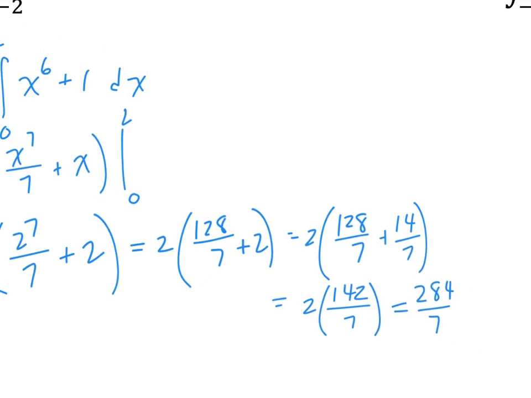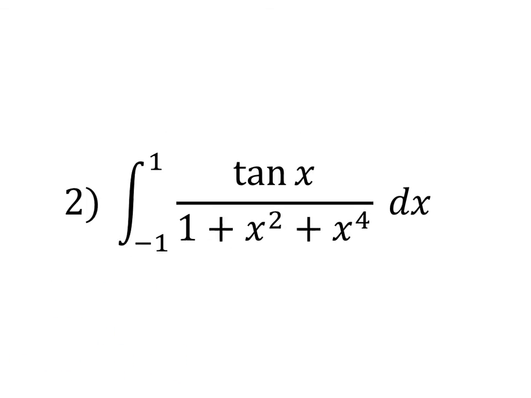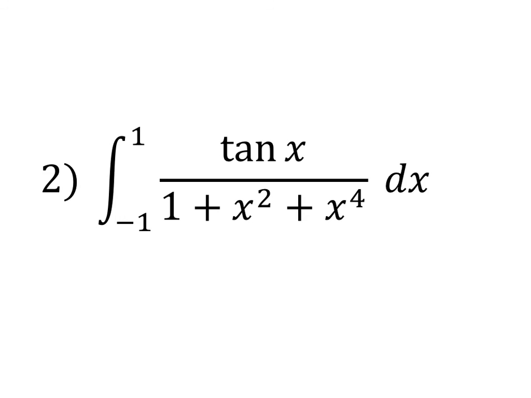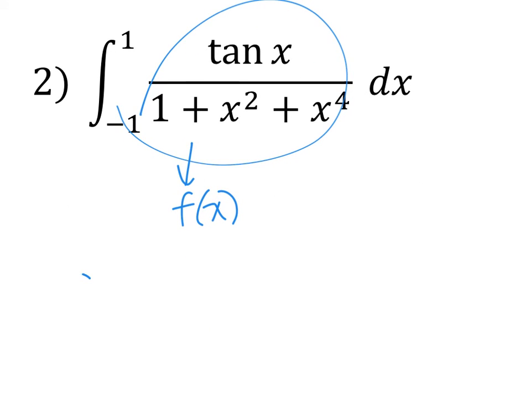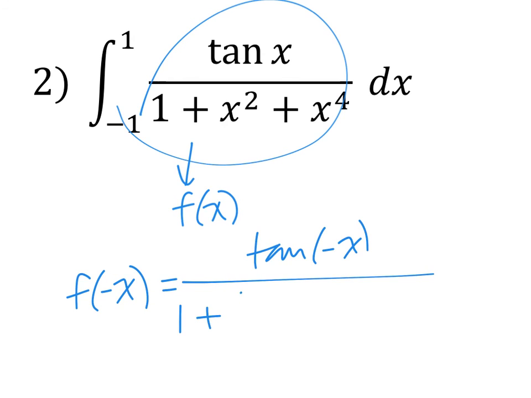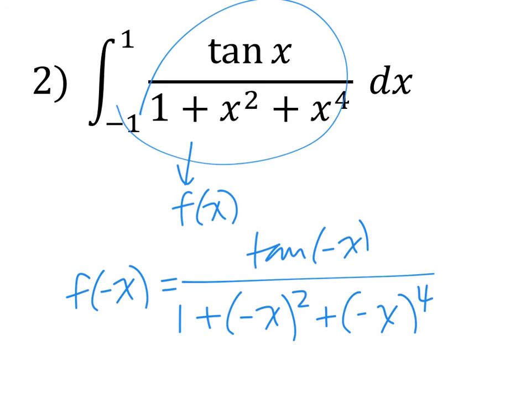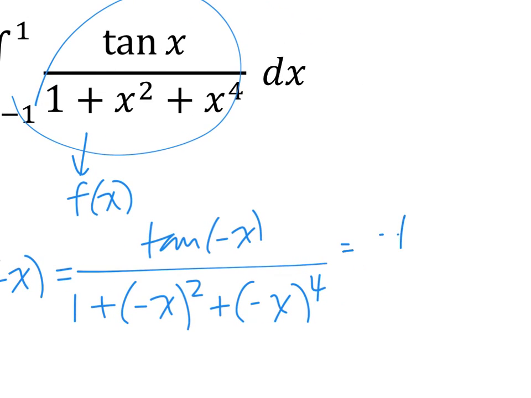All right, let's try one last one. Let me show you how to check. f of negative x is tangent of negative x over 1 plus negative x squared plus negative x to the 4th. Tangent is an odd function, so the negative comes out. Everything underneath is always going to be squared, so this is odd, so it's 0.